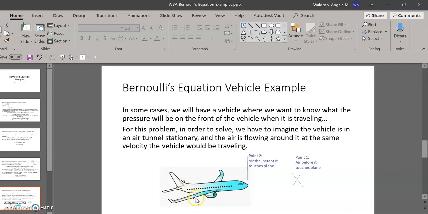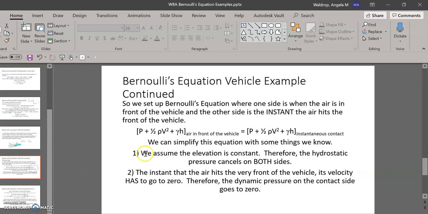We're going to assume that the vehicle is stationary inside of an air tunnel, and the air is moving around it. Okay, so the air is moving before it touches the plane, and then this second point is going to be the instant the air touches the plane. Okay, so we're going to go ahead and set up Bernoulli's equation to do that. One side is the air in front of the vehicle, and the other side is the instant the air hits the front of the vehicle, so the instantaneous contact.